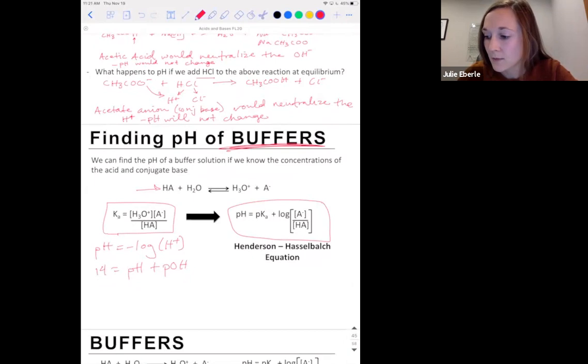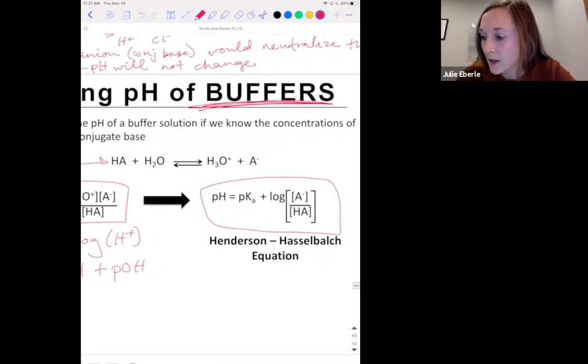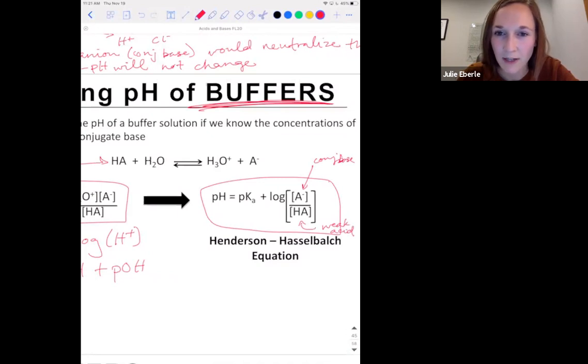And here's what it is. Basically, if we have any buffer, and look, here's our buffer components. Here's the conjugate base, the concentration of it, and the concentration of the weak acid. If we know those things, we can take the log of them. We can add that to pKa, and I'll explain what pKa is in a minute. You're like, what's pKa? And we can calculate the pH of that buffer solution.